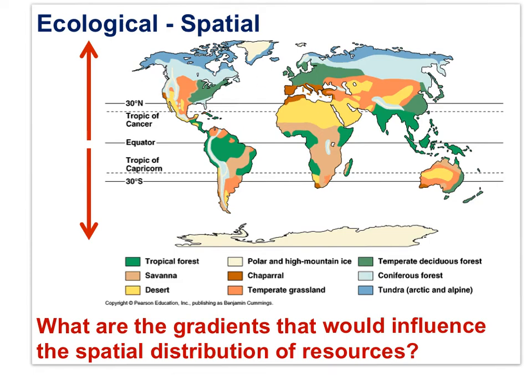From the equator toward the poles, in both directions, there is a temperature gradient, warm to cold, warm to cold. Natural resource availability will vary according to the gradients that follow latitude. Tropical forests are located here, temperate forests are located here, and coniferous forests here.